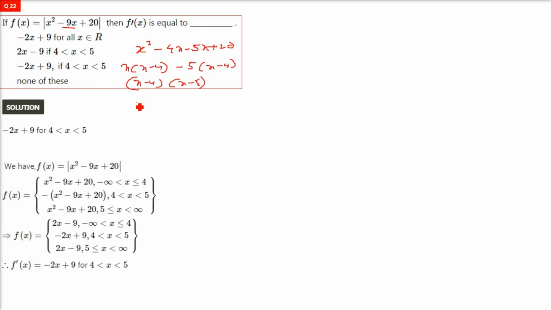So the points of the intervals can be found by putting it equal to 0. x minus 4 equal to 0, so x is equal to 4. x minus 5 is equal to 0, so x equals 5. So 4 and 5 are the points. We have the intervals minus infinity to 4, 4 to 5, and 5 to infinity. Since it is modulus, it will be plus for some and negative for some, so we'll find out f(x).